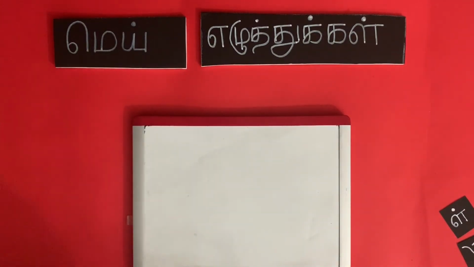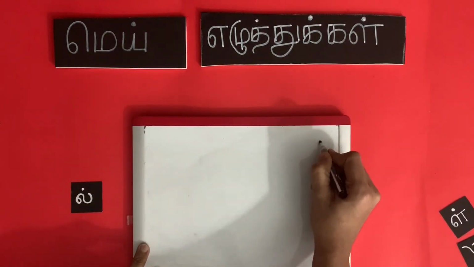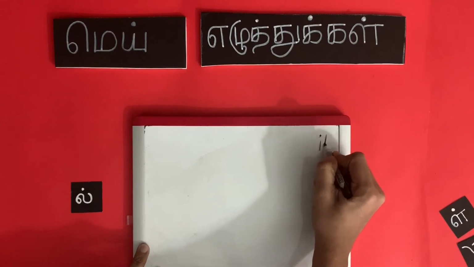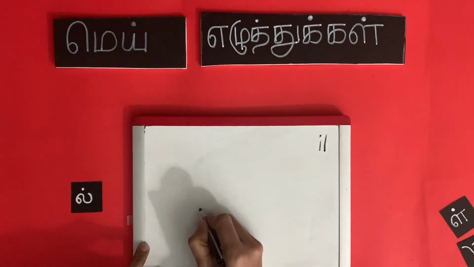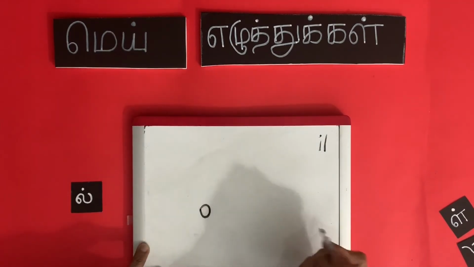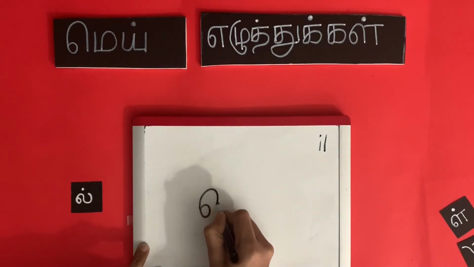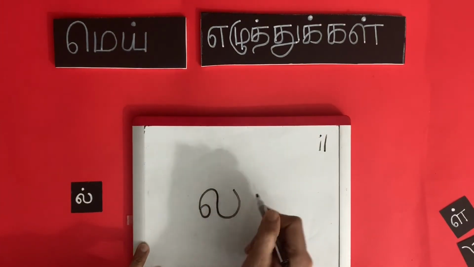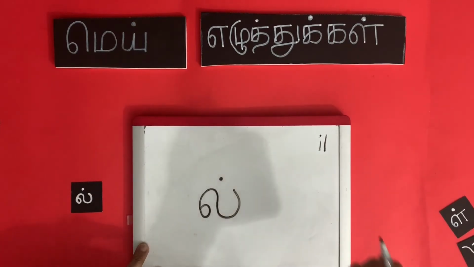The next letter is ill. How do you write that? Make a round, go up, come back. This is ill.